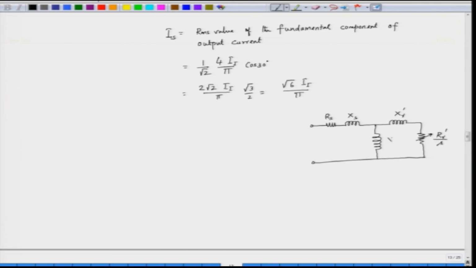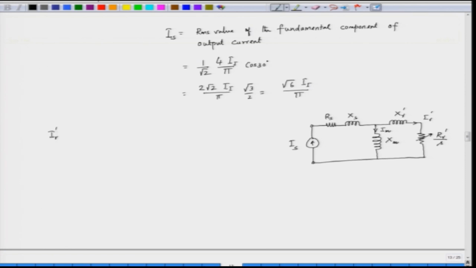So, this is the stator resistance, the stator leakage reactance, the rotor leakage reactance, the rotor resistance referred from the primary side and the magnetizing reactance, and here we do not have any voltage source, but we have a current source. So, the current source has the RMS value I_S ampere. So, the rotor current here is I_R and the current in the magnetizing branch is I_M. Now, this is our equivalent circuit, we have a current source here. So, we can find out what is I_R prime.